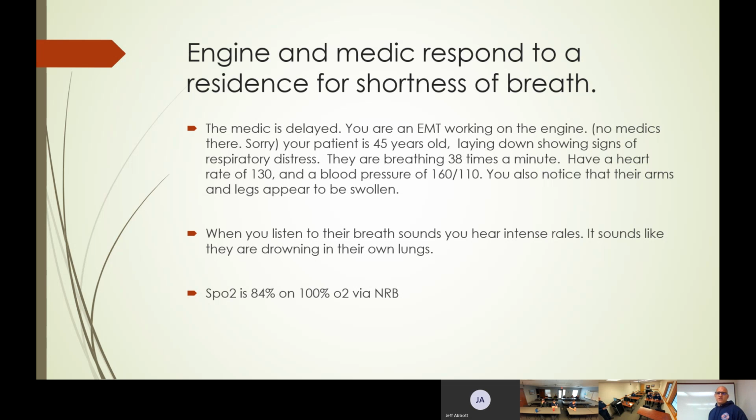When you listen to their breath sounds, you hear intense rales. It sounds like they are drowning in their own lungs. That's one of the things I've always struggled with personally, rales and rhonchi. Wheezing is pretty simple. I think everybody can identify a wheeze pretty quickly. Crackles. But what is a rale? If I tell you, hey, he's got rales, what sound do you envision in your mind to replicate that? Hard, raspy.